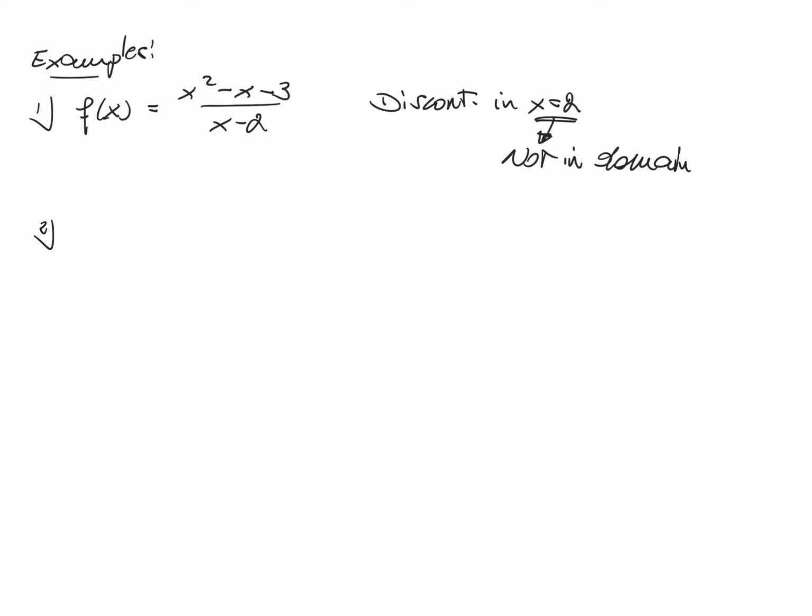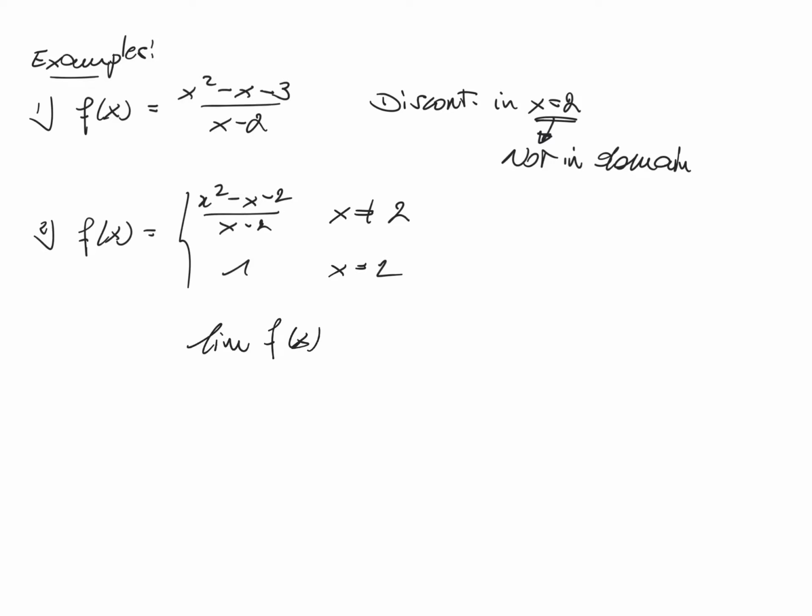Another option would be a function with a double expression. So f of x is x squared minus x minus 2 over x minus 2 for all values x which are not equal to 2, and in the value x equal to 2, it is 1. What we have to do in this case is to check if the limit is equal to the function value. So on the one hand, we have the limit of f of x for x going to 2. In the case where x is not equal to 2, it is the first expression that we have to use. So it's the limit of x squared minus x minus 2 over x minus 2, and this for x going towards 2.